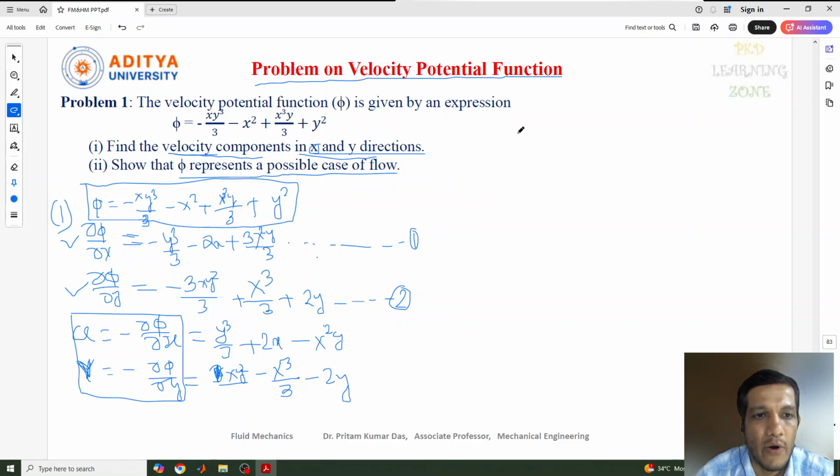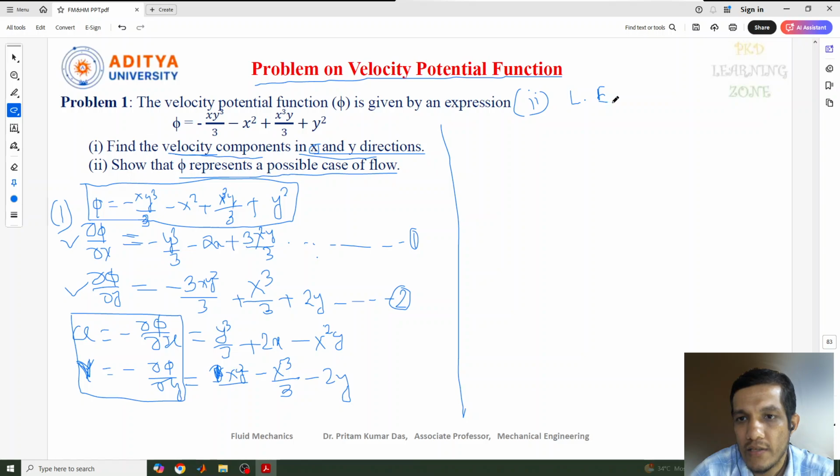Now if you come to the second point, what is given? That the phi represents a possible case of fluid flow. Now possible case of fluid flow, when is it possible? When it satisfies the Laplace equation. When it satisfies the Laplace equation, then the phi will represent the possible flow. So for the second point, it should satisfy the Laplace equation for phi.